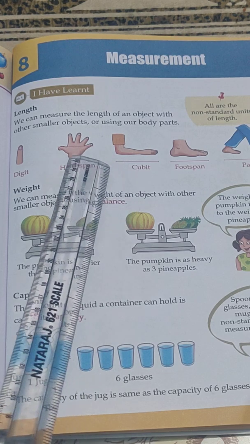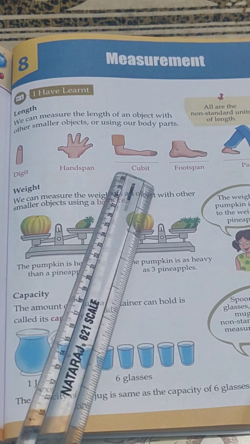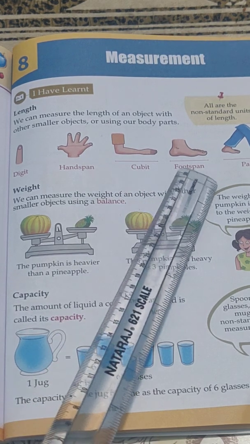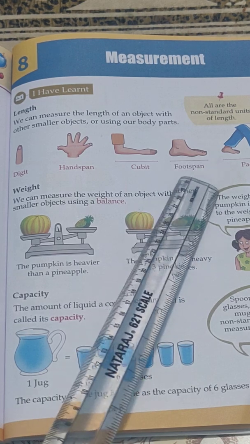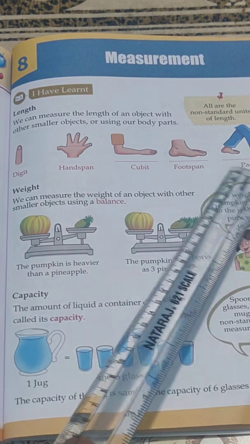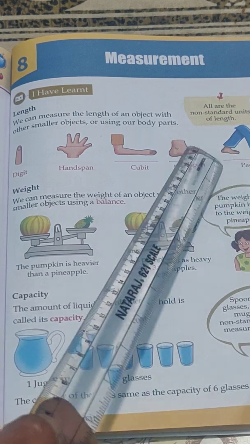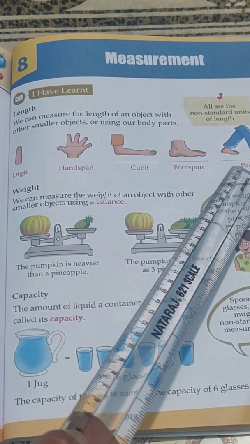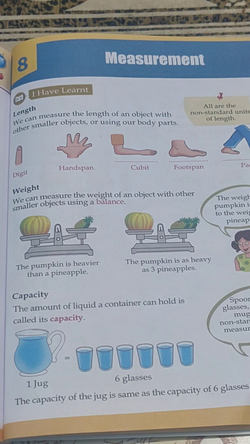And the length covered by the elbow and the tip of your fingers, that is called cubit. And the length which is covered by your foot, that is called foot span. And if you walk, the distance between your 2 feet, that is called pace. But remember, they are not standard units of length. Why? Because it varies from person to person.